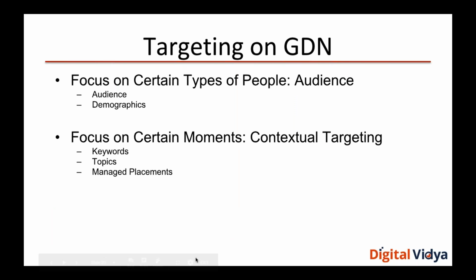So when you focus on different types of people, that kind of targeting is called audience targeting. When you focus on certain themes, it is called contextual targeting, because you are targeting a particular context which has certain topics or themes. Okay, so in total you have 1, 2, 3, 4, 5 and remarketing, 6 targeting methods. We will see them in detail now.